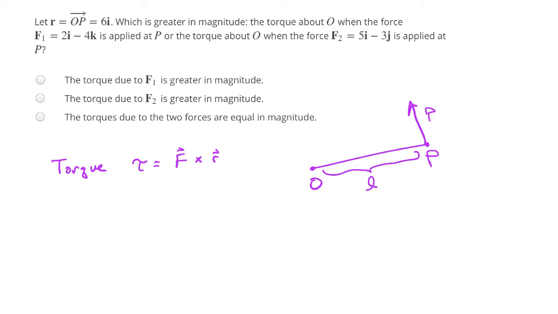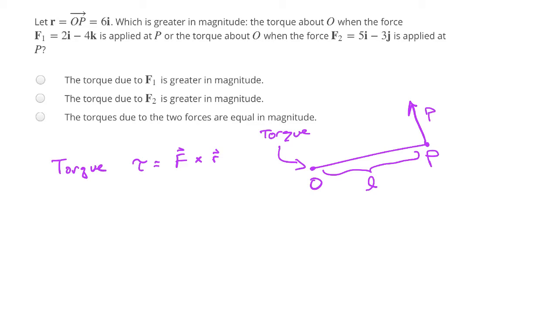Now, if this lever arm is rigid, that force is going to cause a torque, or kind of a force of rotation, if you want to think about it that way, around that point O. And how do we get that? Well, the torque is given by the cross product of the force and the lever arm r.